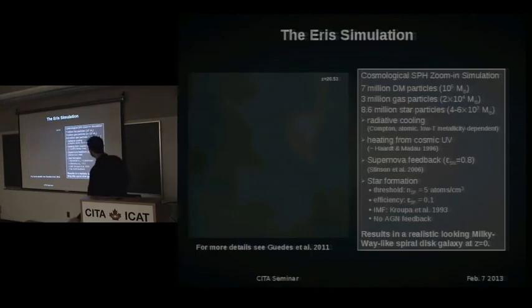So I didn't want to give the impression that we can't really do anything. Here's an example of a hydrodynamic simulation that actually does give a fairly realistic looking disk galaxy, and I'll show what I mean by realistic looking. It actually compares fairly well with observational constraints.